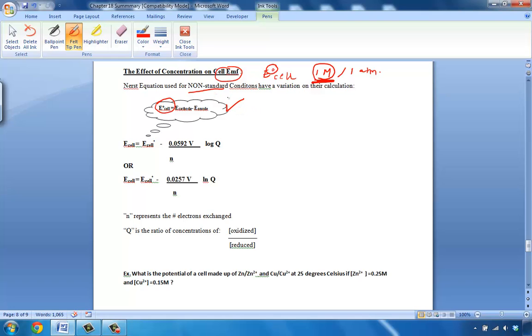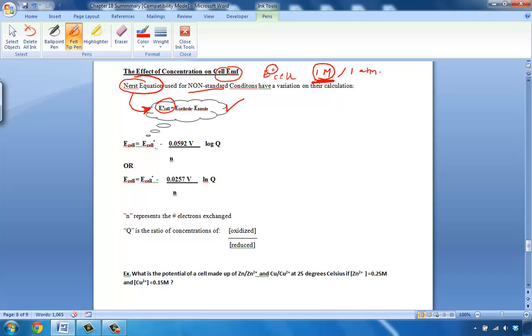Therefore, when you are operating under non-standard conditions, you will use the Nernst equation in conjunction with your regular equation and find how much the E naught of the cell, the original standard value, changes. By what factor does it change when you're operating under non-standard conditions?